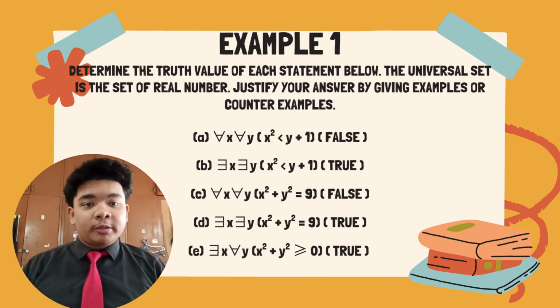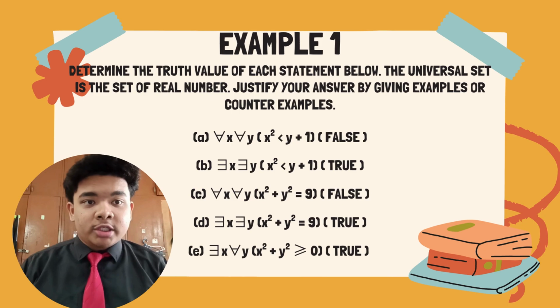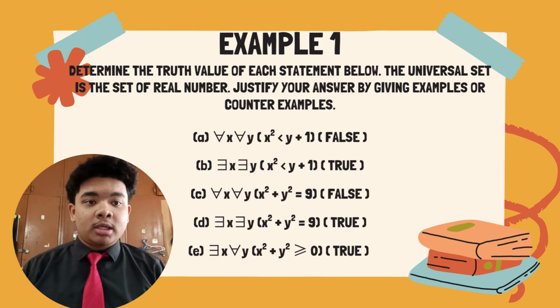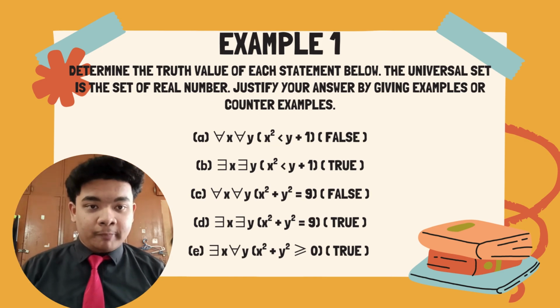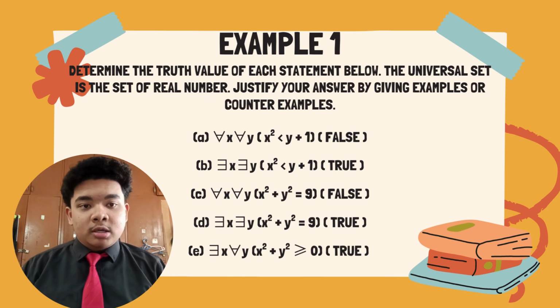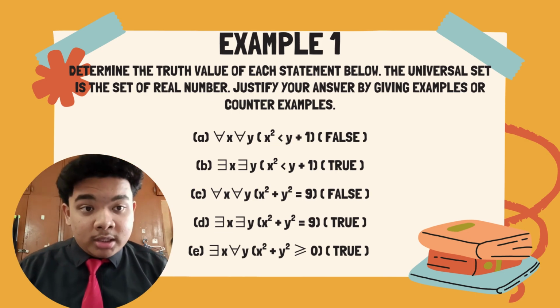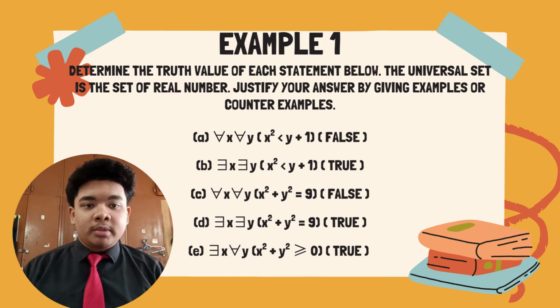Example 1. Determine the truth value of each statement below. The universal set is the set of real numbers. Justify your answer by giving an example or counterexample. For question A, for all x, for all y, x squared is less than y plus 1. The answer is false.